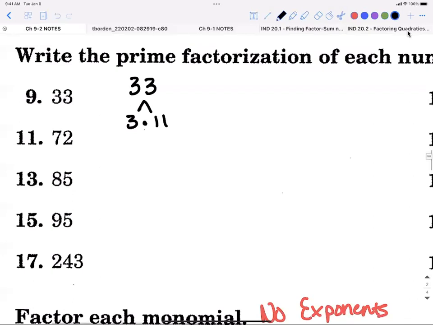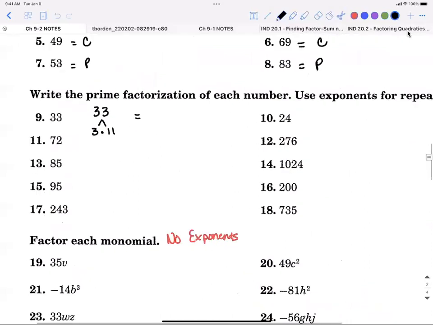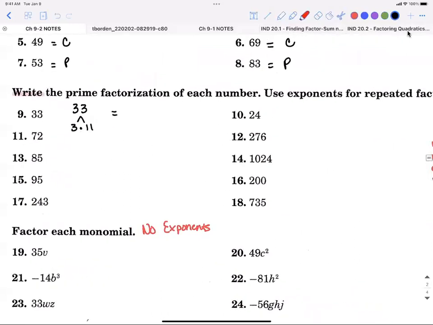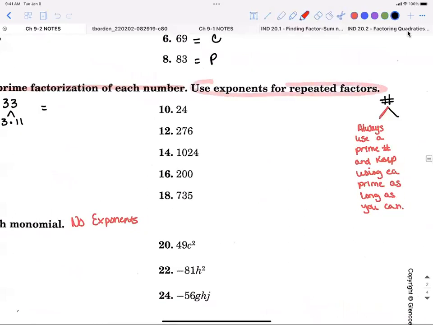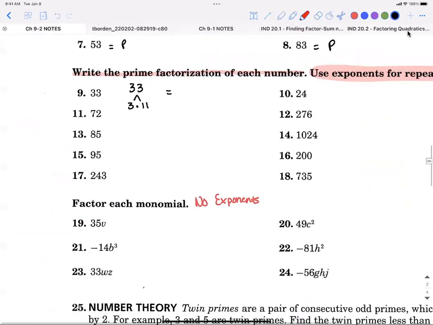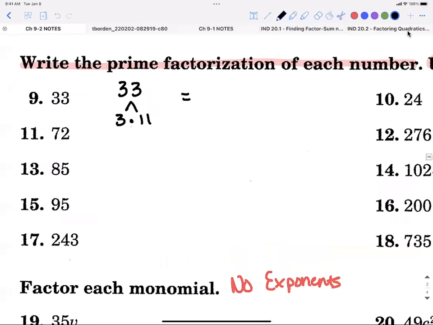So my answer, because notice here, there's a couple of things in the instructions. It says, write the prime factorization of each number, but then there's more. Use exponents for repeated factors. Well, we learned that yesterday, okay? Math builds on itself. That's what we talked about yesterday. If you have 3 2s, you would write it 2 to the 3rd, okay? So here we only have 1 3 and 1 11. So our answer is just 3 times 11. Those are the factors of 33, okay? Very small number, very easy to do. There was only 3 and 11.